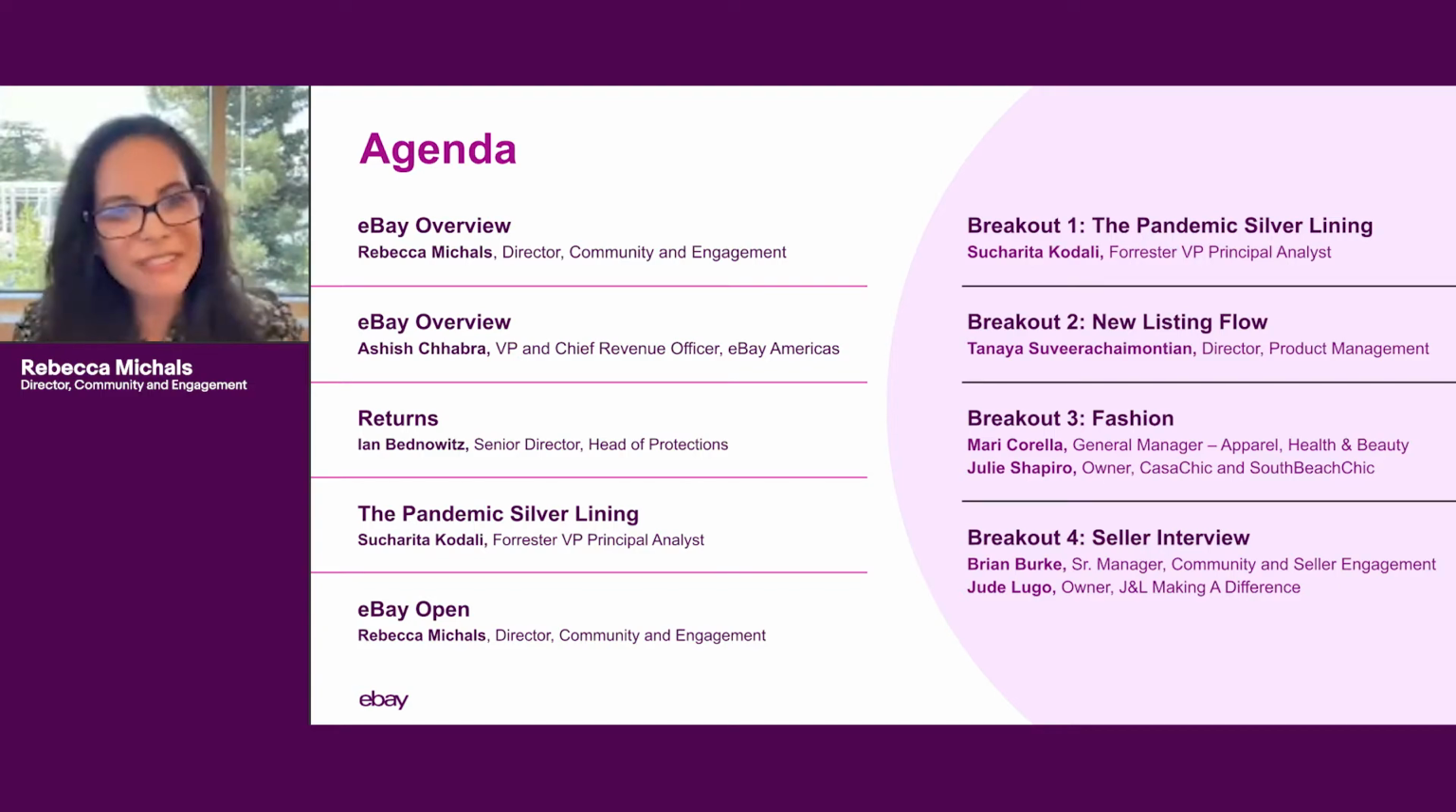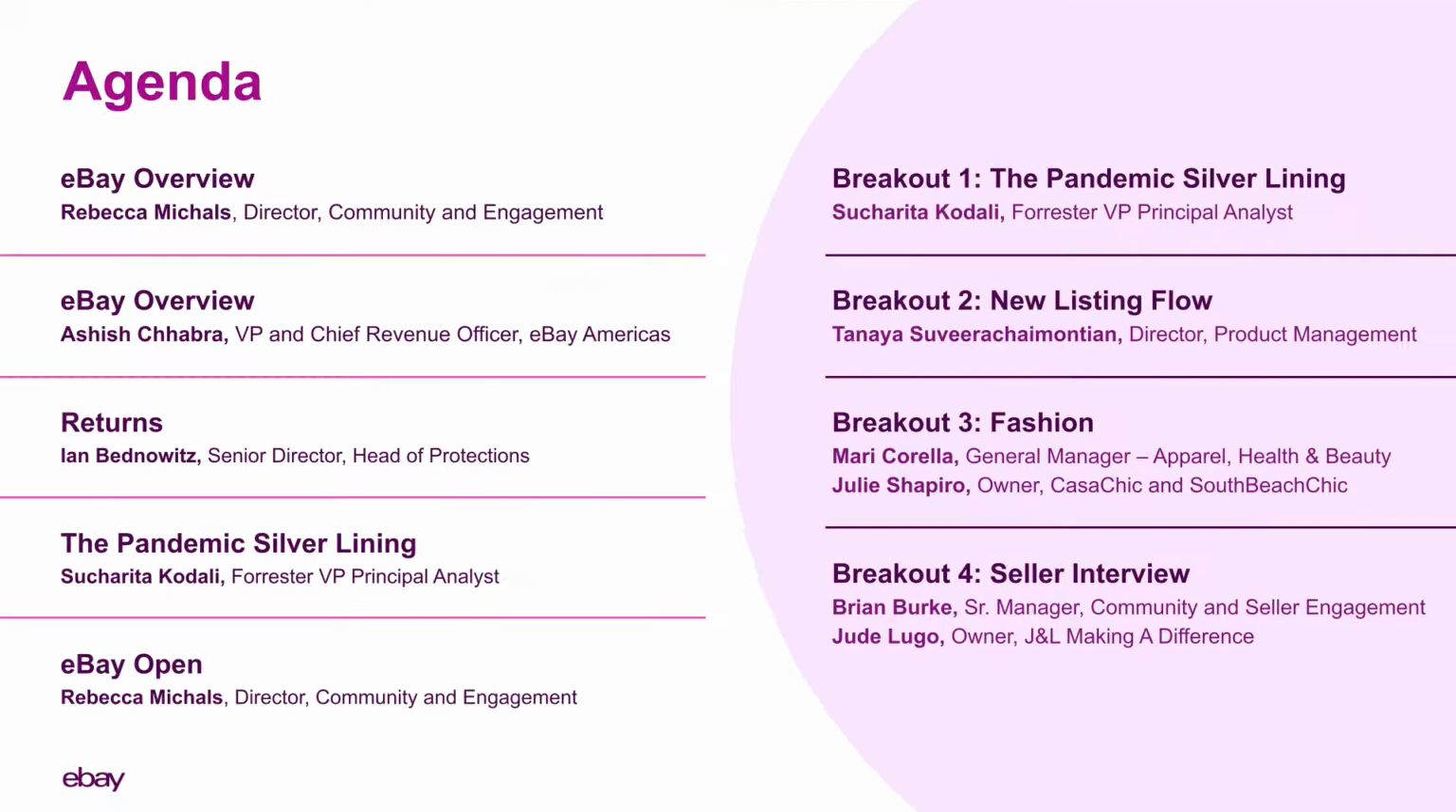Okay, so now we're ready for the agenda. We're going to start by introducing you to our VP and Chief Revenue Officer, eBay Americas, Ashish Chabra, who will give us an overview of what his teams are working on this year. Then we're going to have an update on seller and buyer protections. And then lastly, I will be chatting with Forrester's VP and Principal Analyst, Sucharita Kadali.